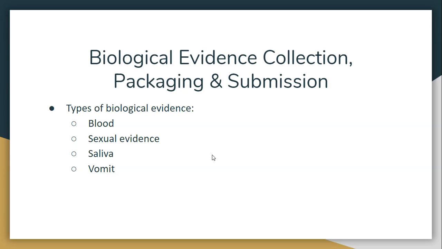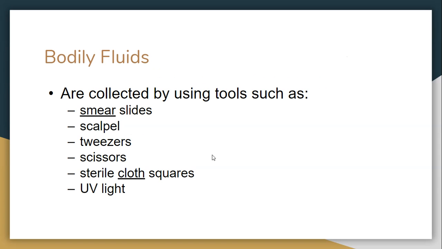The body fluids you're going to be looking at include blood, sexual evidence such as semen or vaginal secretions, saliva, vomit. You may also have stomach contents or vitreous humor, which is the jelly in your eyeball. To collect these, you'll use things such as smear slides, scalpels, tweezers, scissors, sterile cloth squares, so gauze strips, UV lights.